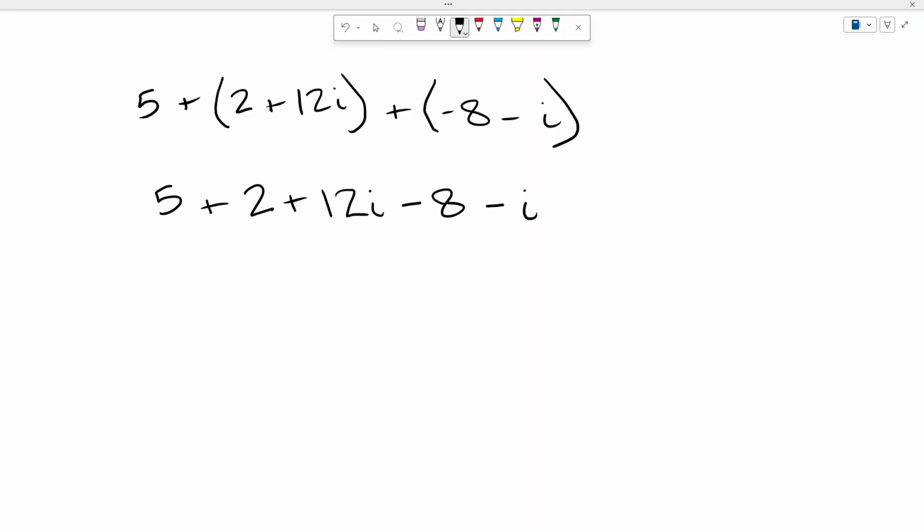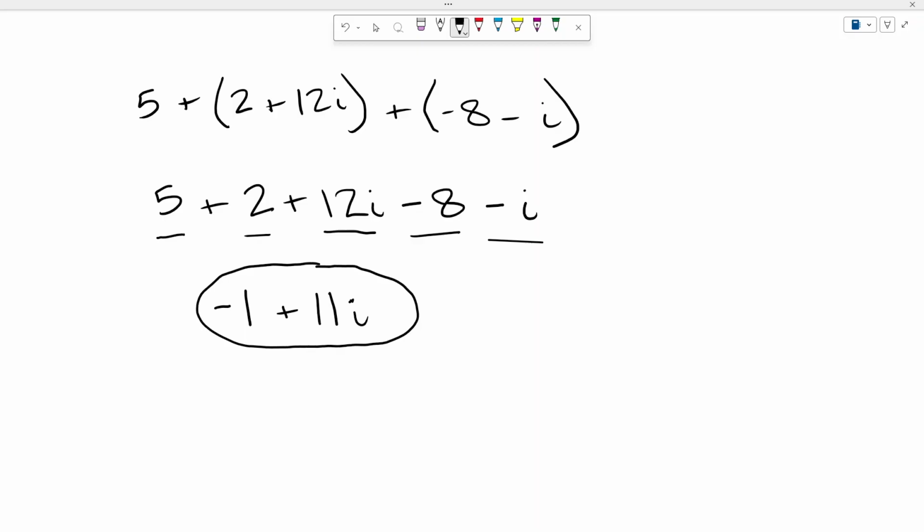And now we're combining our like terms. We have 5 and we have 2, so we have 7, and then minus 8, so 7 minus 8 will put us at negative 1. And then for our imaginary parts, we have 12i, and then we're subtracting i. So 12 minus 1 will put us at 11i. So we have negative 1 plus 11i. We are in standard form, so this is our answer for that one.